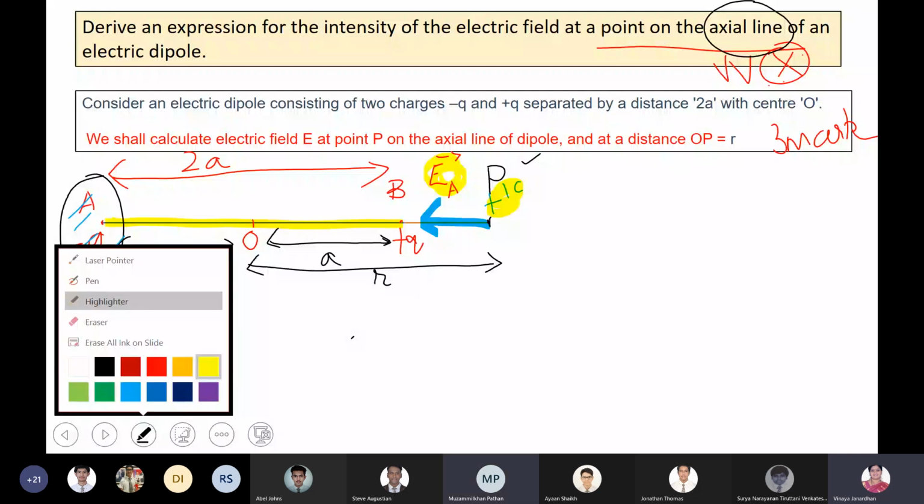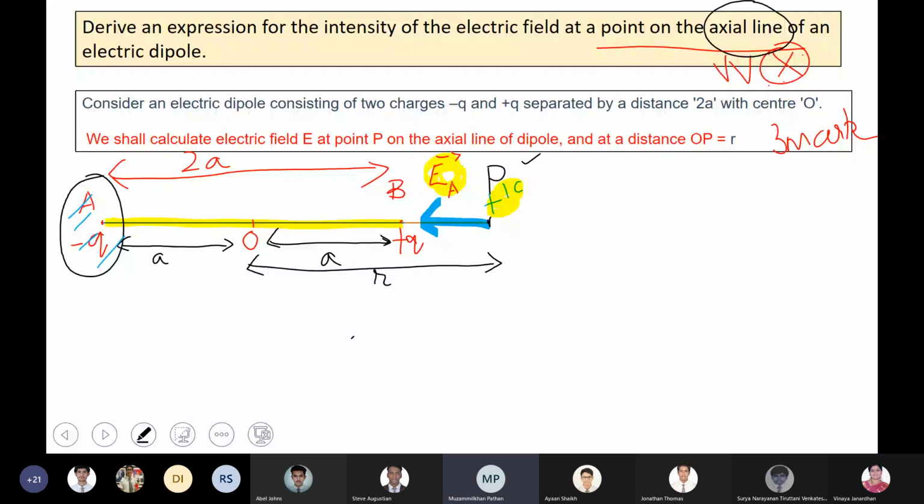Ma'am, EA vector is between B and P, right? No, it is acting from, because the charge at point P is 1 coulomb. That will be pulled towards the charge minus Q coulombs. It is acting from A to P. Sorry, it is acting from P to A. Are you clear? Yes, ma'am.